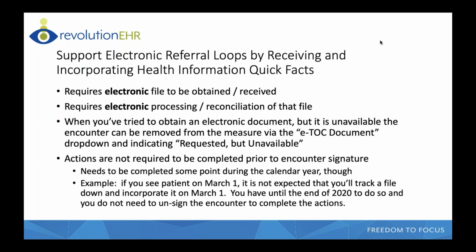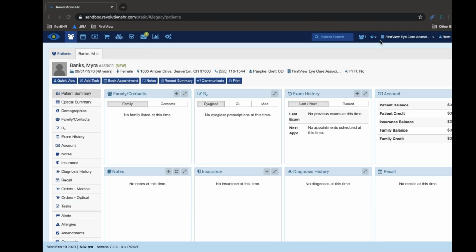It stands to reason that in some scenarios, you may receive that electronic file ahead of a patient encounter, like when a patient may be referred to you and you may not see them for a couple weeks. Similarly, in the case of a new patient where you reach out to the primary care physician for a copy of the last exam in electronic format, you may not get that information for a couple weeks after the fact. That should not hold up your signing of the encounter or your completion of the encounter, and it doesn't. You can take the actions that I'm about to show you at any point during the calendar year, and it will count in your favor. And probably most importantly, you don't need to unsign the encounter to complete these actions. So let's look at it.